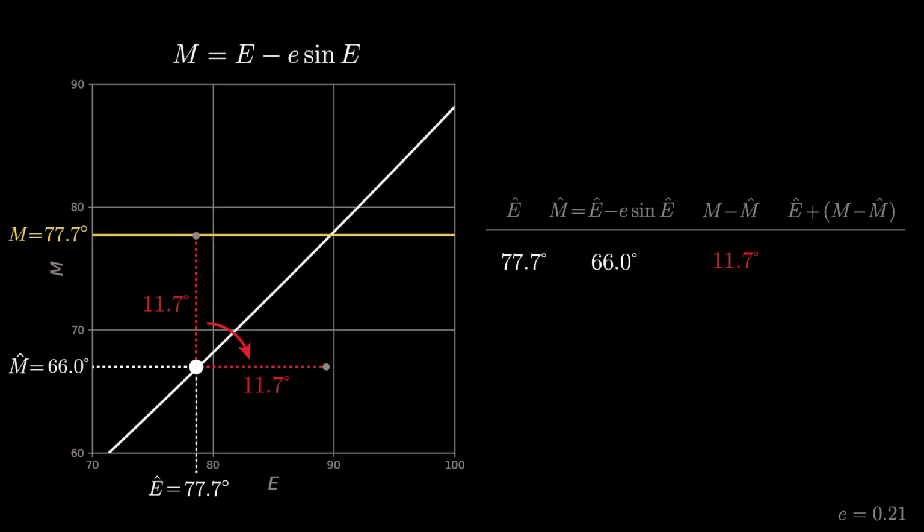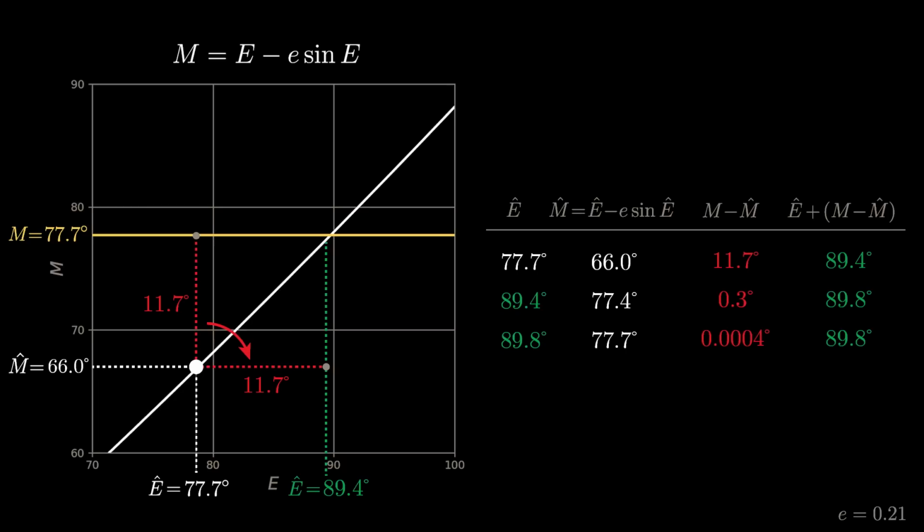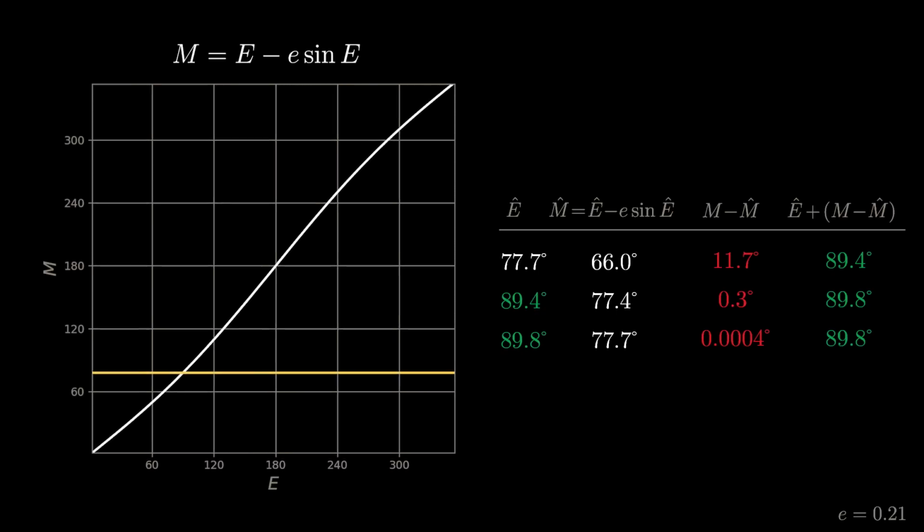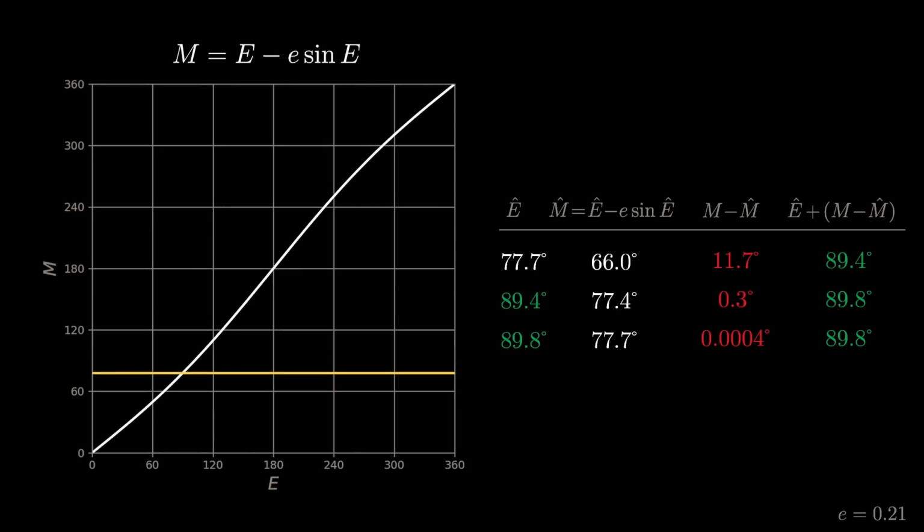From here, Kepler's approach tells us to add this error value to E hat, effectively moving us to the right on our plot by this error value, and making nice progress towards our true solution, where our line and curve intersect. Subsequent steps get us closer and closer to the true intersection value. Now, the reason this works so well for Kepler's equation is because the E-M curve is reasonably close to a straight line with a slope of 1.